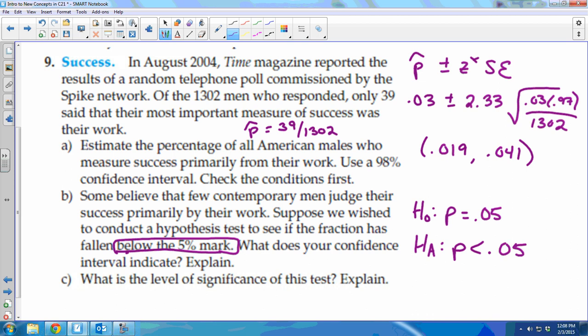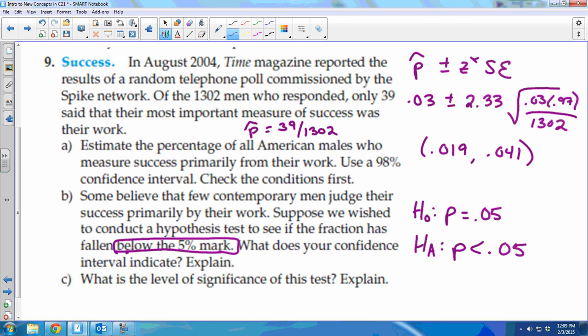One, okay. Now it says, what does your confidence interval indicate? Is 5% in my interval? No. So I would say 5% is not in my interval. That is evidence against the null hypothesis. Now, we don't have a p-value, so I don't get to formally reject or fail to reject. We don't have a p-value to do that with. But I have evidence against the null hypothesis, right? I have evidence there's been a change. Okay? Just with the confidence interval. Does that make sense? Okay?